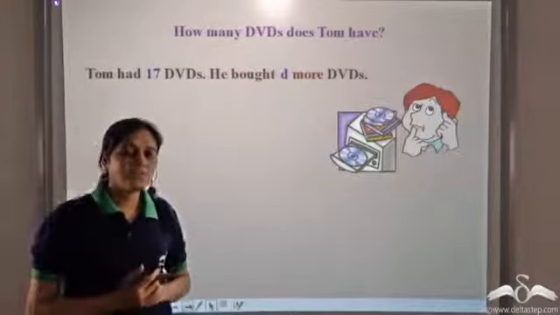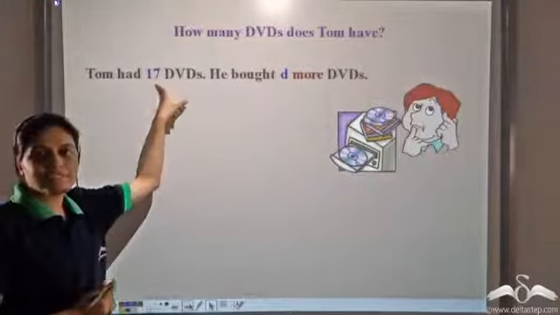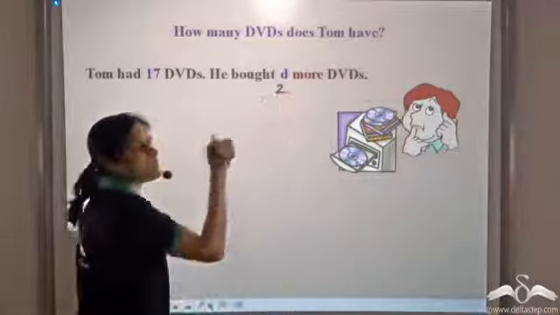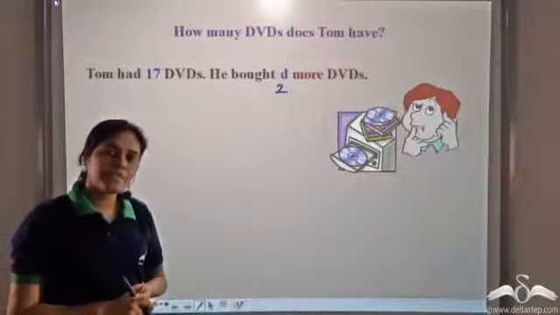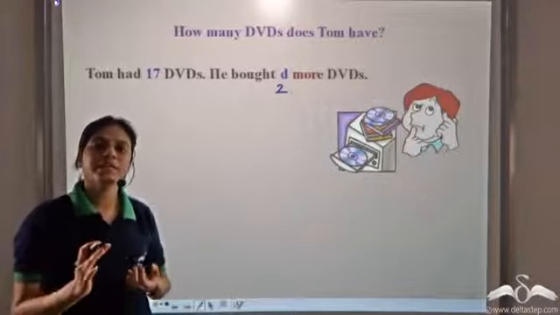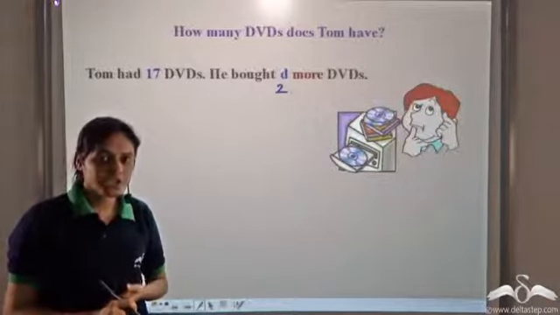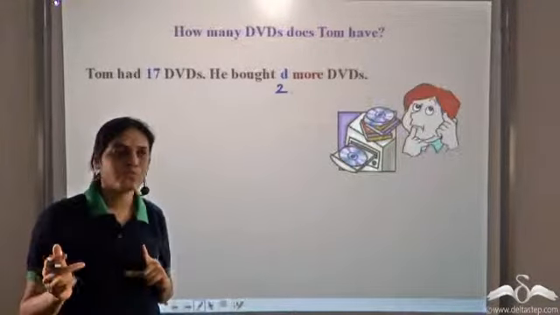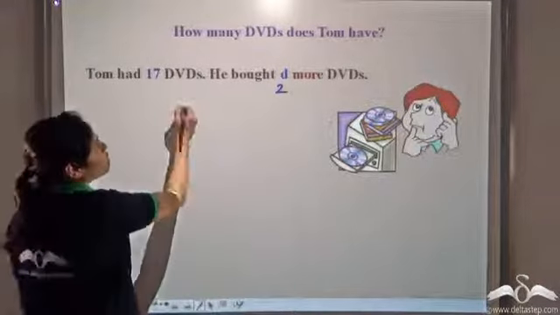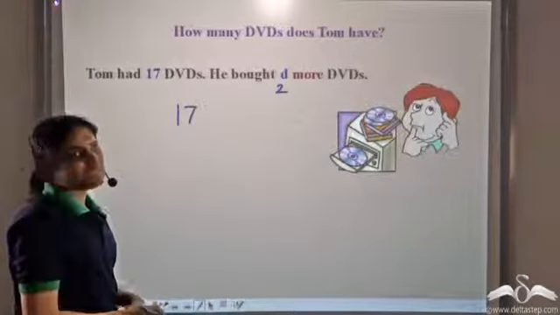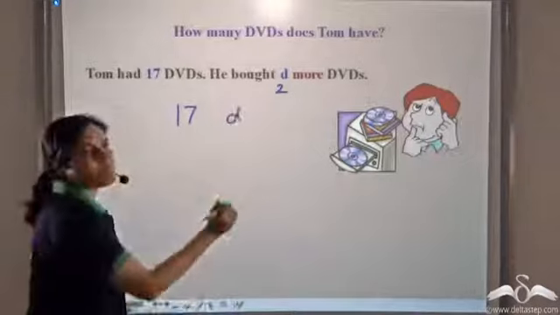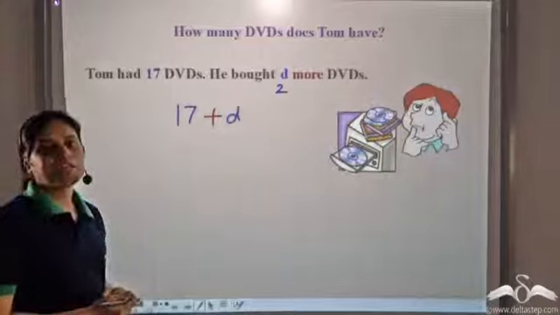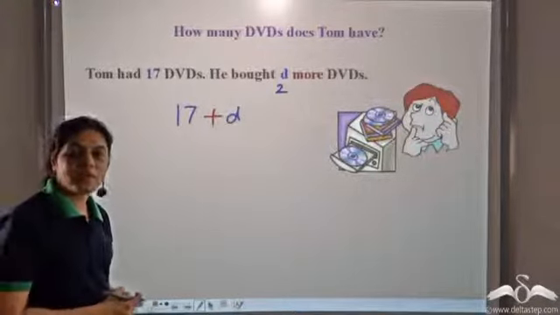Well, if I tell you that Tom had 17 DVDs and he bought 2 more DVDs, so how many DVDs does he have now? You'll tell me 19. How did you reach the answer? You added 17 and 2. So here also, Tom had 17 DVDs and he bought D more DVDs. So we need to add to find how many DVDs he has now.